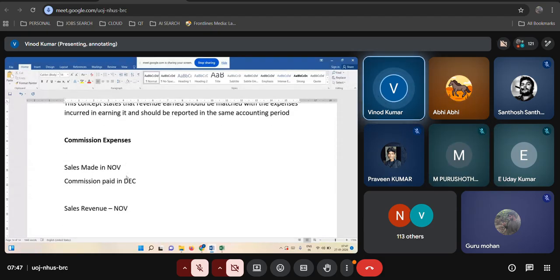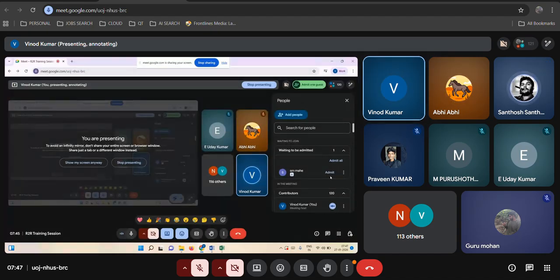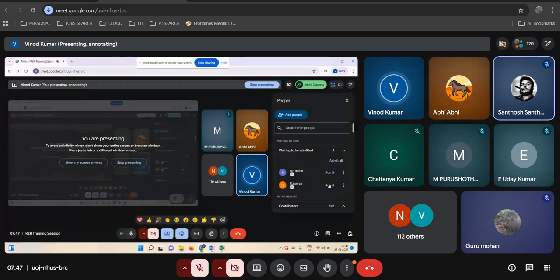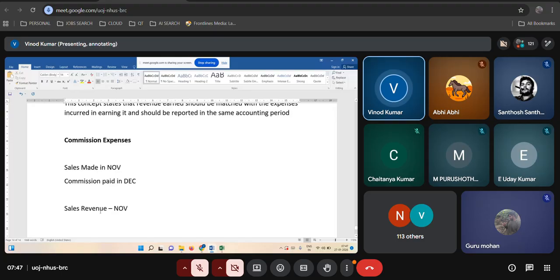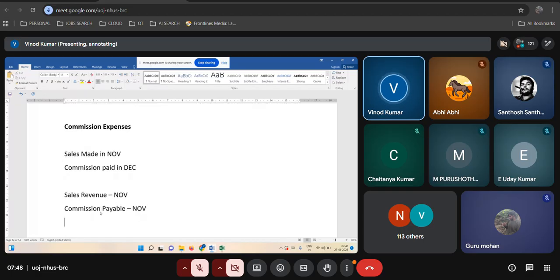So when is the commission to be paid? December. What this matching concept says is that we need to recognize the revenue and expenses in the same period. Even if you are going to pay this commission in future periods, whether December, January or April, you need to recognize that expense in the same period. So you need to recognize the commission payable in the month of November. The same month we need to match the revenue and expenses.